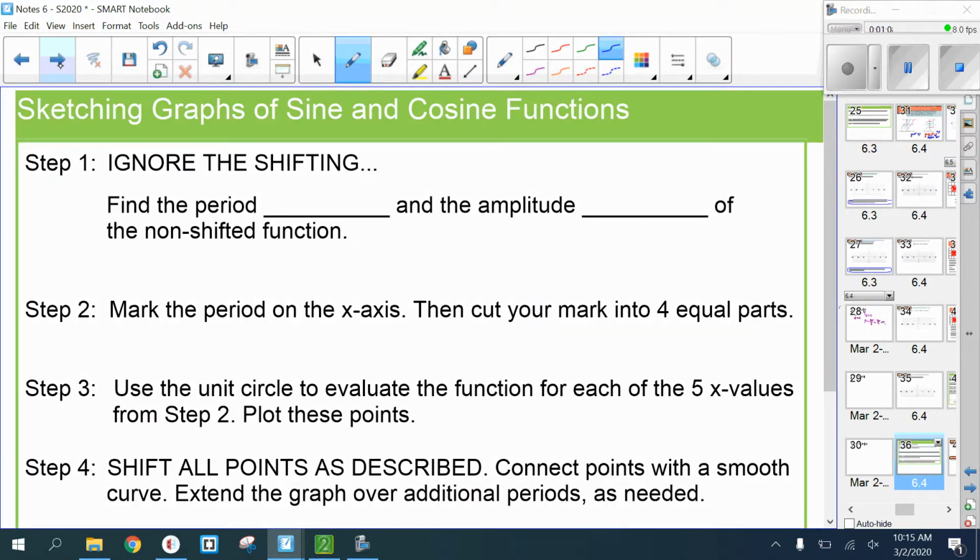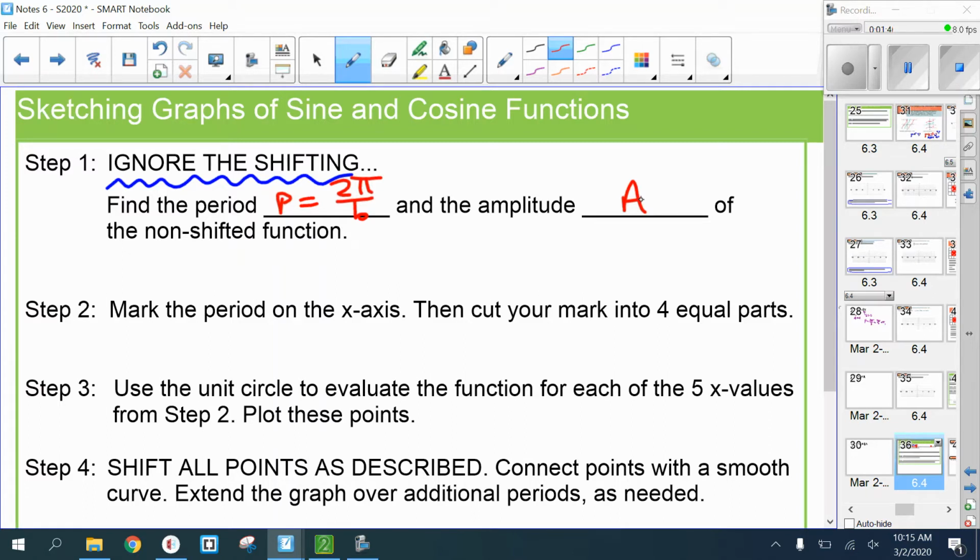These are the directions that I want you to follow for graphing these sine and cosine functions. It's really very similar to the last lesson. Step 1, ignore the shifting. So I'm just going to take it completely out of the problem and graph the non-shifted function. Find the period, which is the same thing as before, 2 pi over b, and the amplitude is going to be a. So find that of the non-shifted function. I'm going to take the shifting out of the equation and just look at the non-shifted, and I'm going to do the exact same thing.